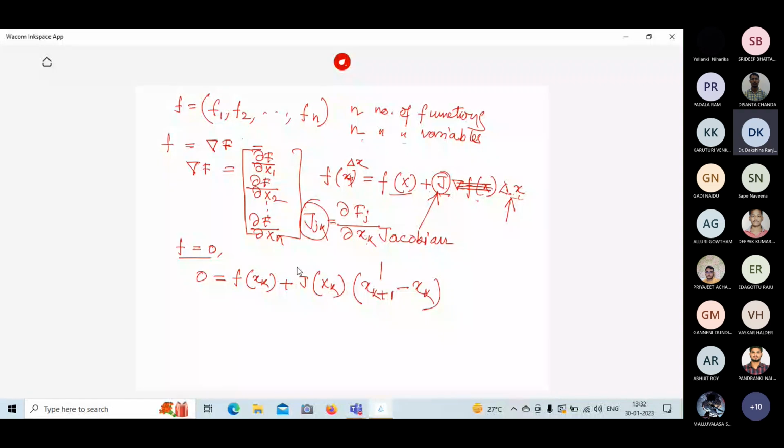So this is the next point, and we have to work on that, because if we start from any random point xk, we have to find the next point to solve this equation. So we can write f of xk plus j of xk. We get the Jacobian at the current point xk, and then we write del x in terms of xk plus 1 minus xk.